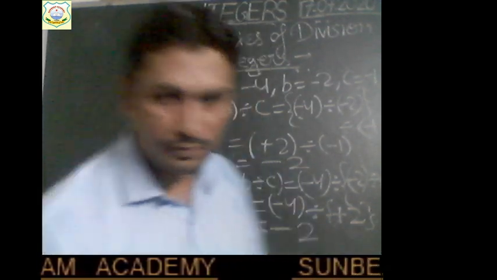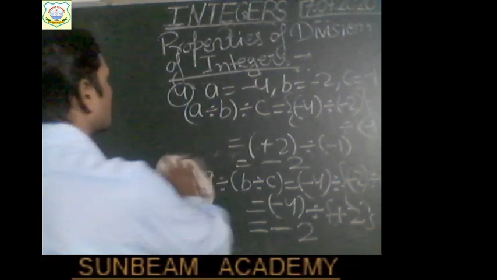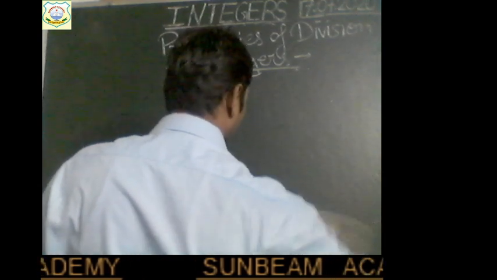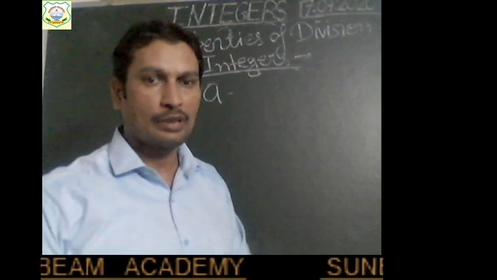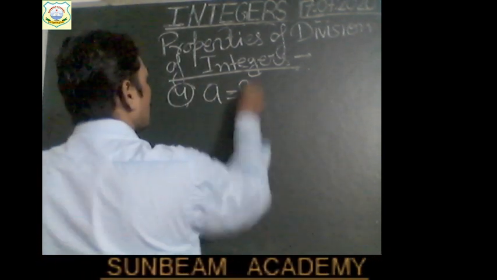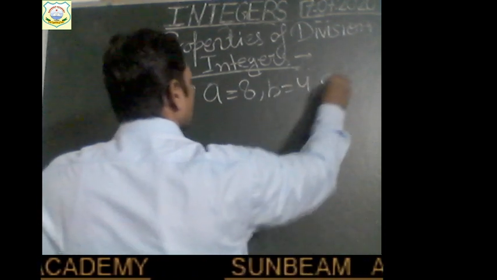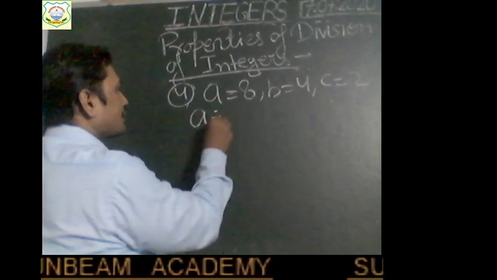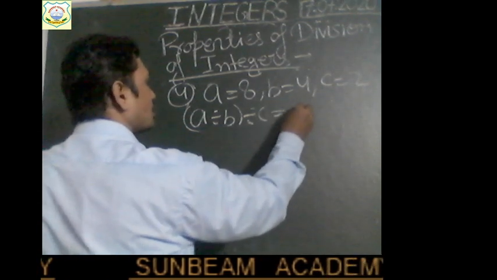Right, children? So children, let us take some other example. Suppose A equal to, I am taking positive integers in this so that you could understand easily. A equal to 8, B equal to 4, C equal to 2. Right? So A divided by B whole divided by C will be equal to what?